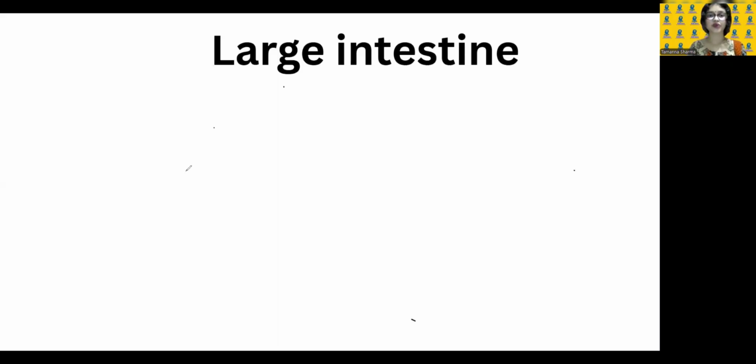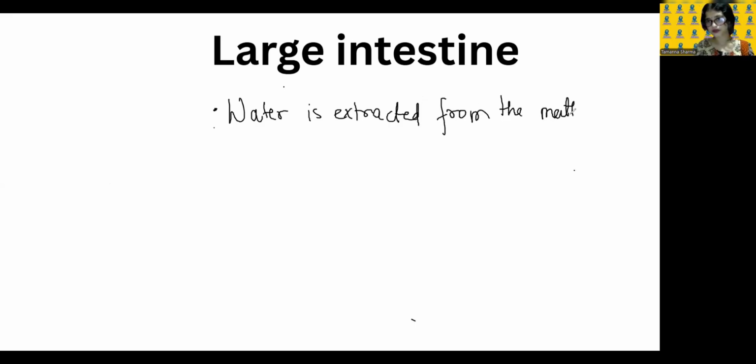So in the large intestine, what happens? Whatever the food is sent, water is extracted from it. Whatever useful water can be used is extracted from the matter. And then it will be sent to the rectum, where the waste materials will be stored. And then it will be thrown out of the body through the anus. All the undigested waste will be thrown out of the body through the anus. And that's how nutrition in human beings takes place.